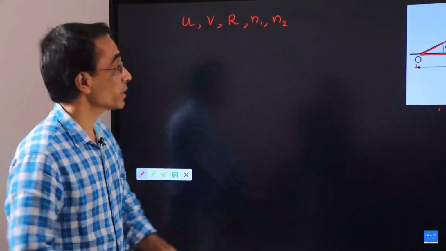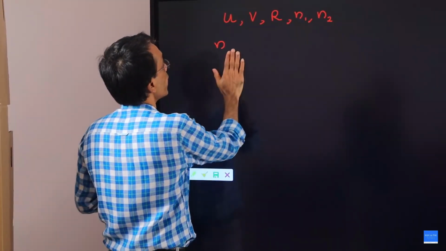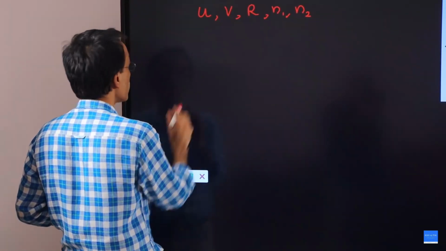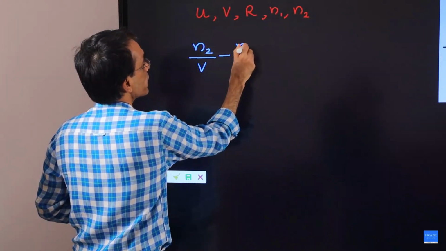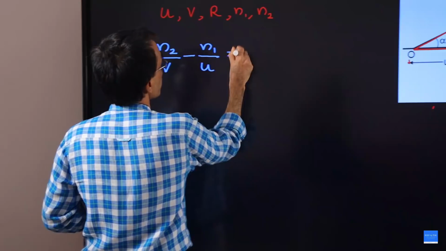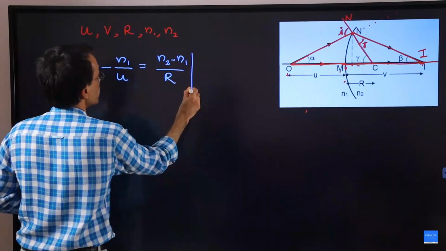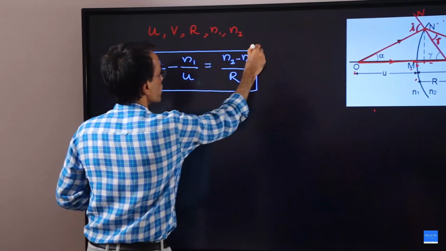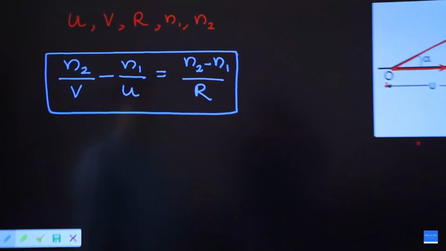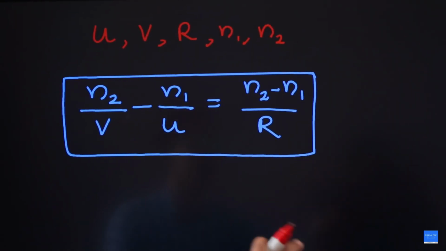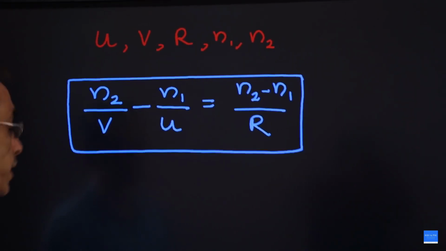And what is the final equation that we are going to derive? The final equation that we are going to derive is like this. It is N2 by V minus N1 by U equal to N2 minus N1 divided by R. This is the equation that we are going to derive. So you have the diagram, various parameters, you have the final equation, and what am I going to do for this? Let us start.